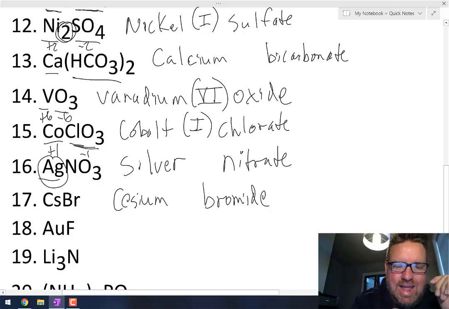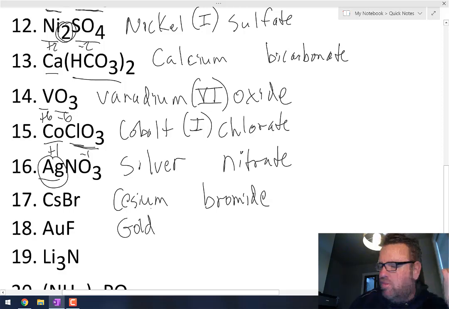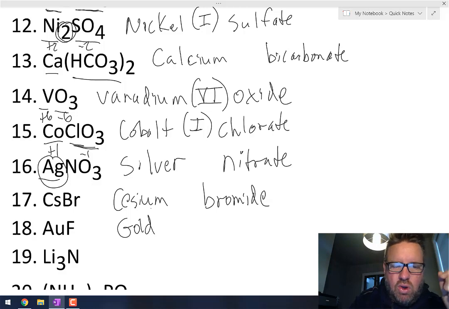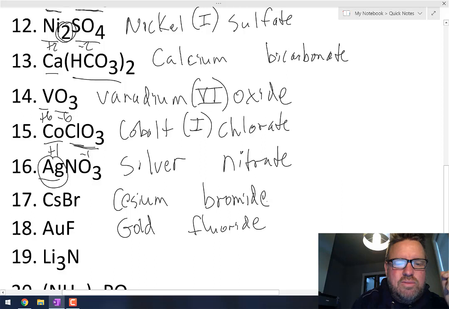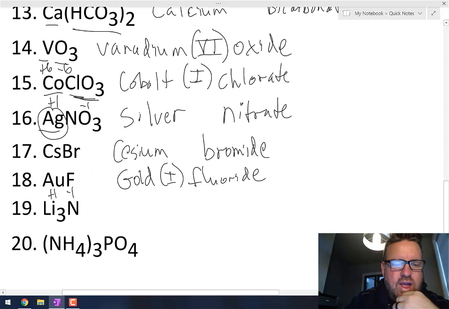Number 18, AuF. Easy way to remember the chemical symbol for gold is Au. Bring me back my gold. If somebody steals your gold, that's what you would say to them, right? Au, bring me back my gold. Okay, so gold, and then fluorine becomes fluoride. And then gold absolutely needs a Roman numeral. So since fluorine's -1, the gold is therefore going to be +1. So that is gold 1 fluoride.